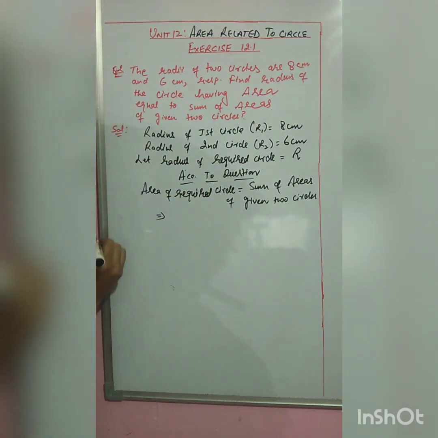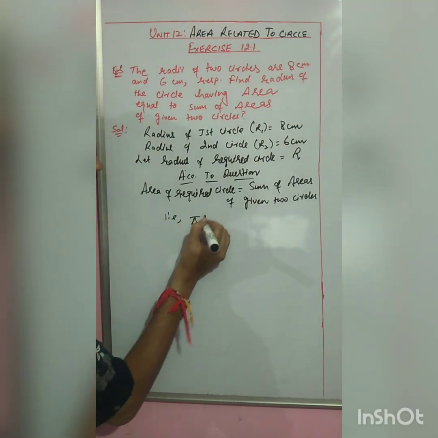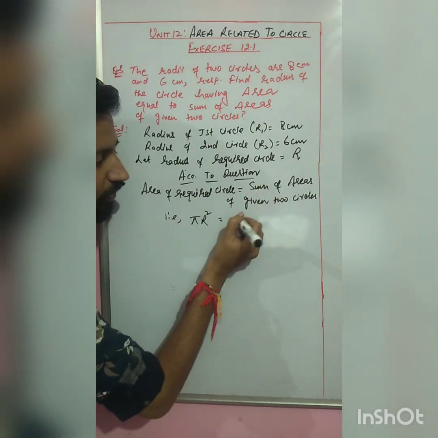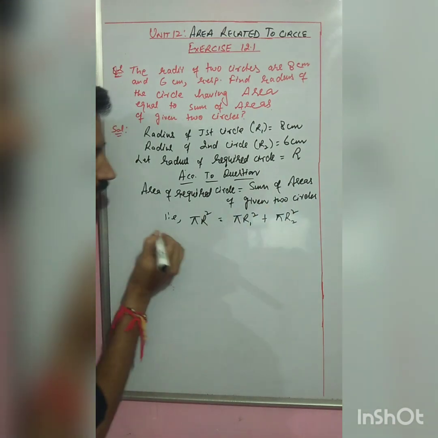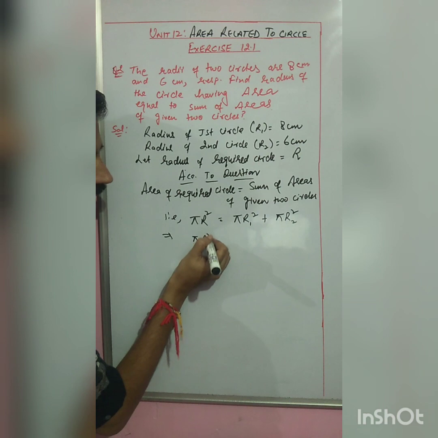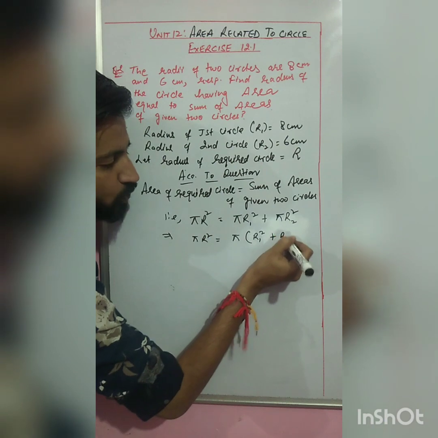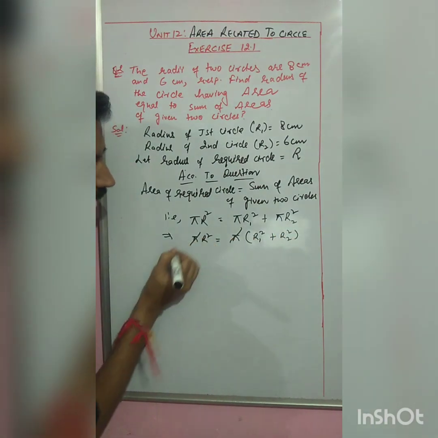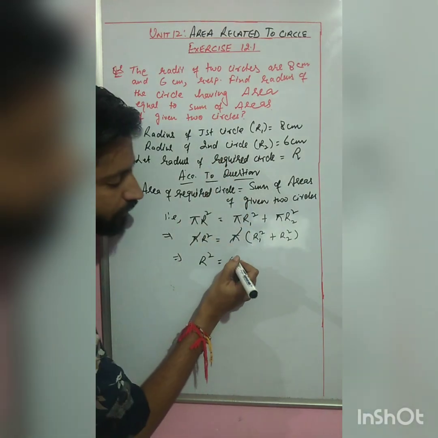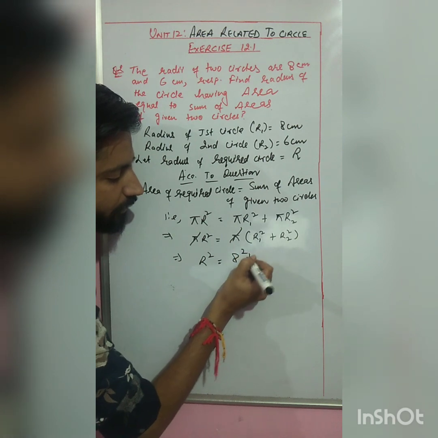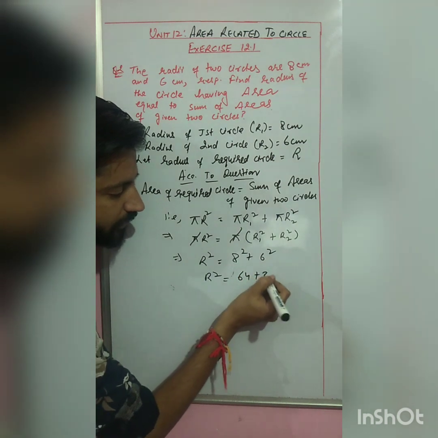By the formula, the area of a circle is pi r square. Let the radius of the required circle be capital R. Then pi r1 square plus pi r2 square is equal to pi R square. We can take pi common and cancel it out. So R square is equal to r1 square plus r2 square, with r1 = 8 and r2 = 6. So R square is equal to 64 plus 36.